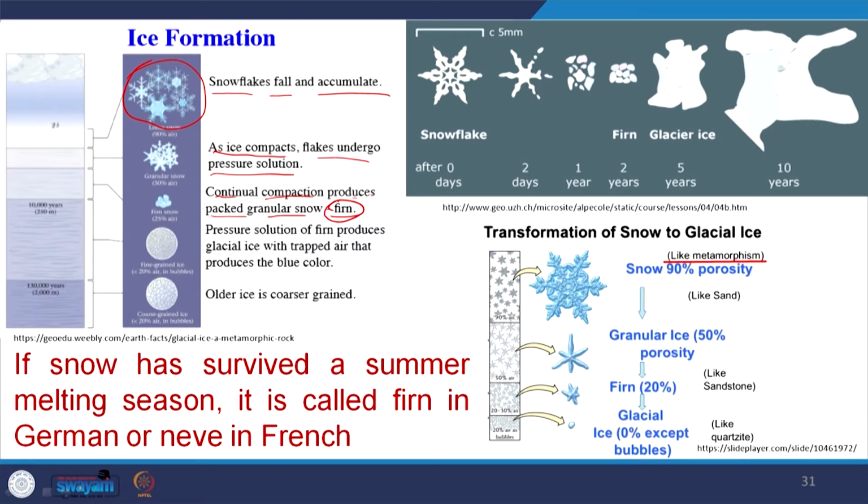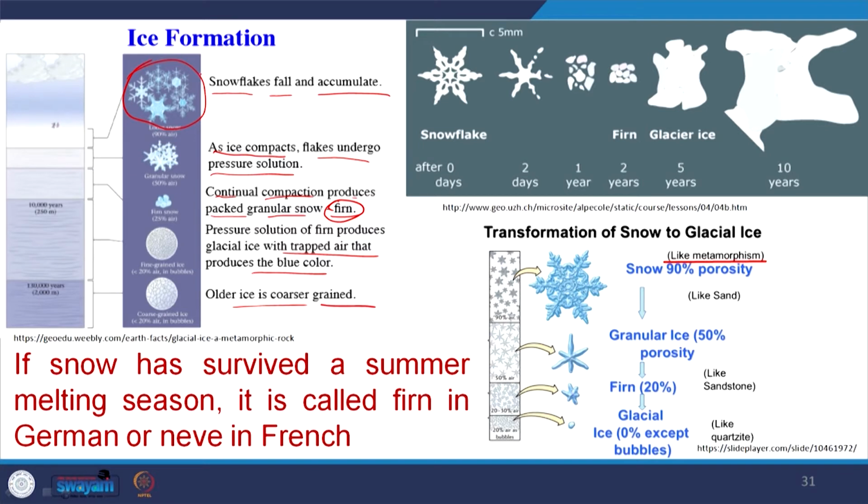Pressure solution of firn produces glacial ice with trapped air that produces blue color, that is very important here. Glacier ice, you might have seen from Discovery or any photographs from glaciologists on the internet, is blue in color. Why this blue appearance? This is due to the entrapped air. So, the more air is entrapped, the bluer the appearance of the glaciers. And the older ice is coarser grained.